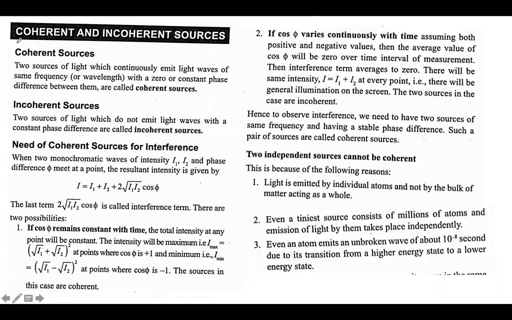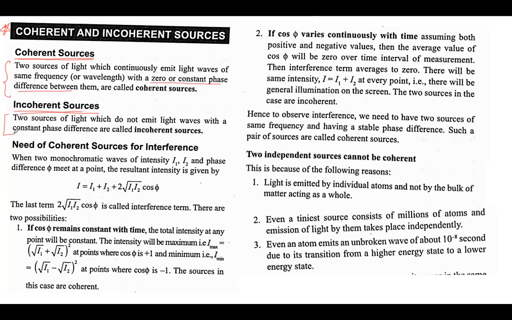Now coherent and incoherent sources. So two sources of light which continuously emit light waves of same frequency or wavelength with a zero or constant phase difference between them are called coherent sources. तो अगर इनके बीच में फेज डिफरेंस टाइम के साथ चेंज नहीं करता है, कांस्टेंट फेज डिफरेंस रहता है, तो ऐसे सोर्सेस को कोहेरेंट सोर्सेस कहते हैं.